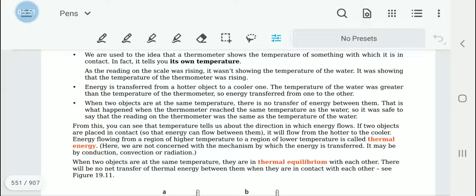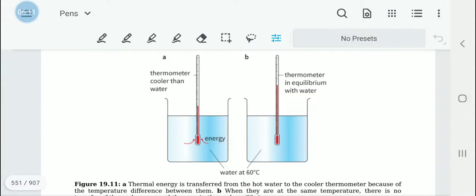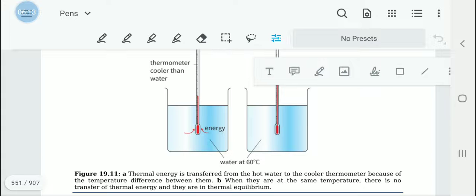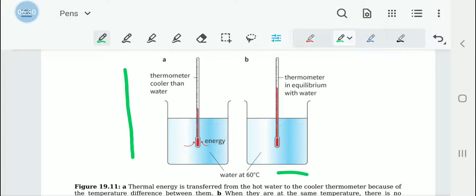So when two objects are of the same temperature, there is something called a thermal equilibrium being established, right? There is no net transfer of thermal energy between them when they are in contact with each other, right? So here what happens is, at this point, in A, you can see that the thermometer is cooler than the water, right? So in both of the situations, water is at 60 degrees Celsius.